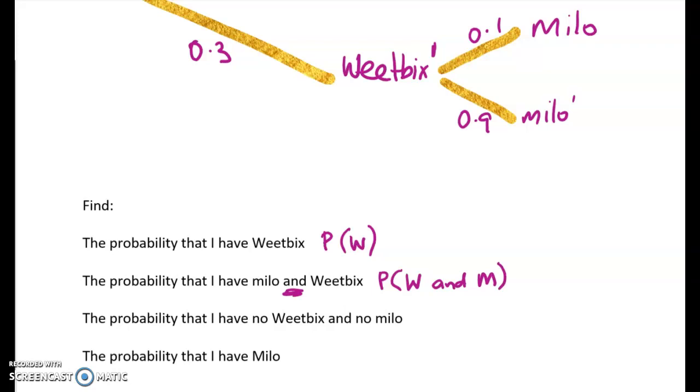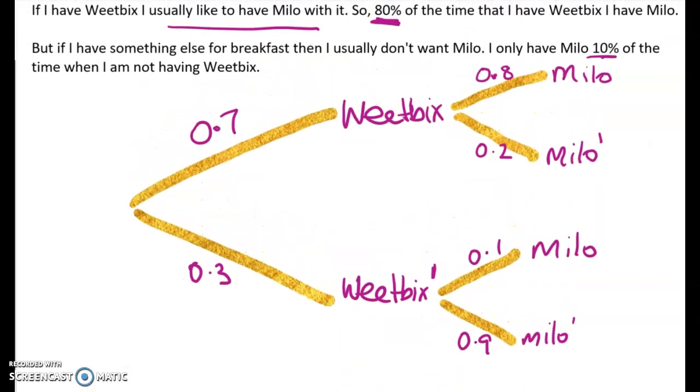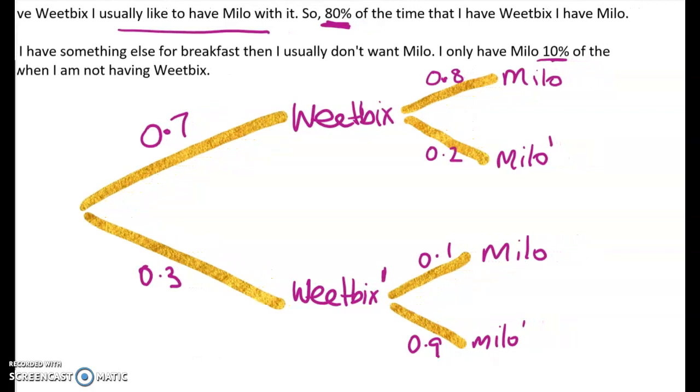Now, sometimes you'll see this horseshoe meaning and, and I'll use that a little bit in class. That means the intersection of two things. It's fine just to write and. I just want you to recognize this now. The probability that I have no Weet-Bix and no Milo. So that's no Weet-Bix and no Milo. And lastly, the probability that I have Milo. So let's go back to the tree and figure out how we can work out each of these things. And I think it's easy to think about these with percentages, right?